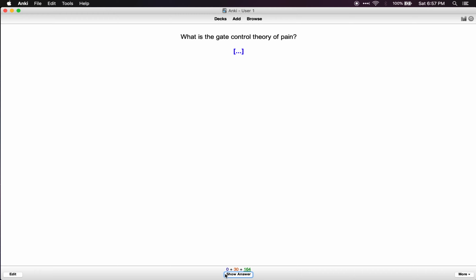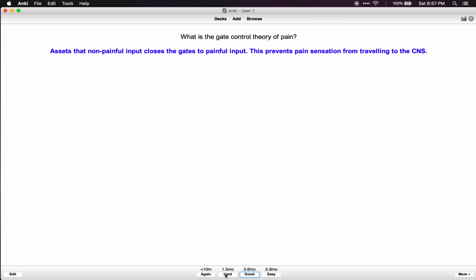Gate control theory of pain asserts that non-painful input closes the gate to painful input. This prevents pain sensation from traveling to the central nervous system.